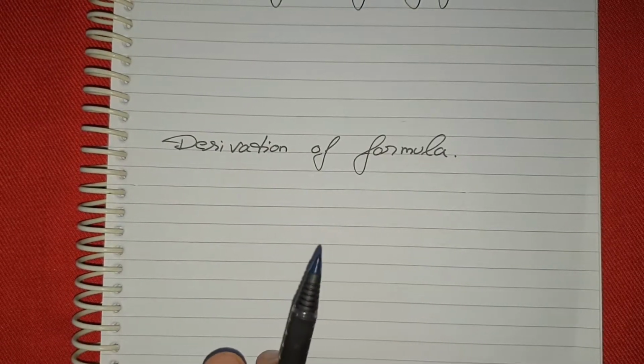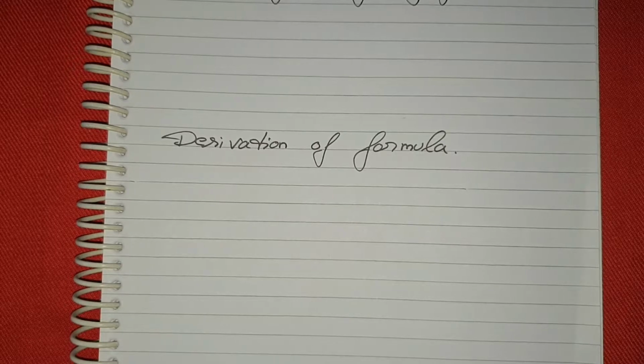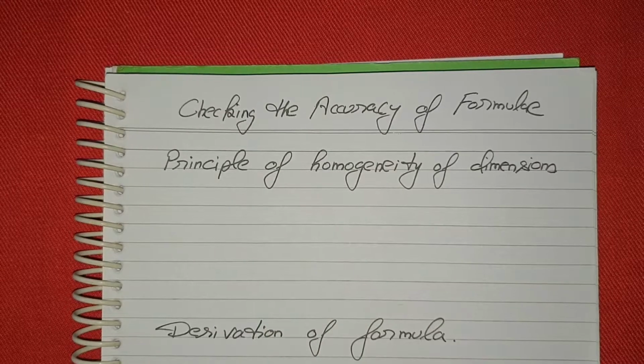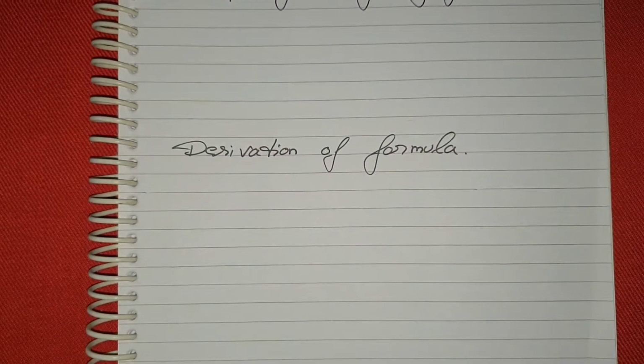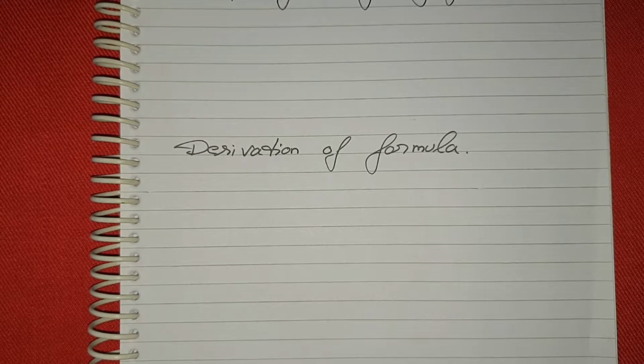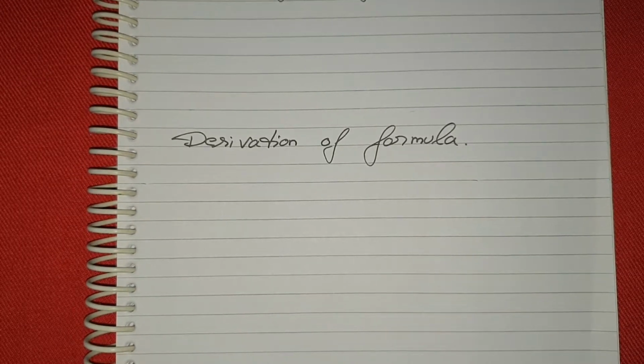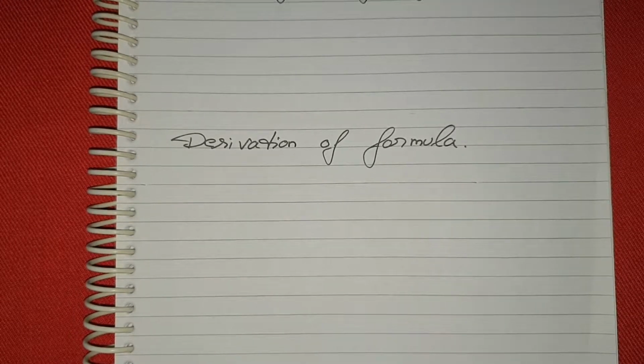So next is the derivation of a formula from a dimensional equation. Using the same principle of homogeneity of dimensions, we can derive the formula of a physical quantity. The condition is that we should know the factors on which the physical quantity depends. Equate the powers of M, L, T on both sides of the dimensional equation. Three equations are obtained, you solve them, find the values of a, b, c, substitute them, and you get the formula.